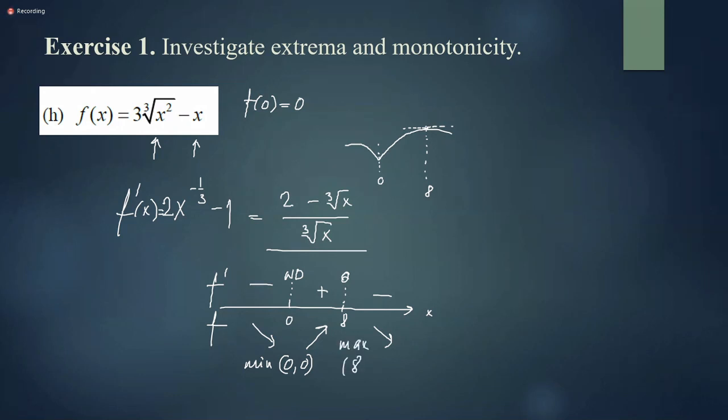Sorry, not 0, but 8. So 8 squared is 64. The cube root of 64 was 4. 3 times 4, 12. 12 minus 8 is 4.